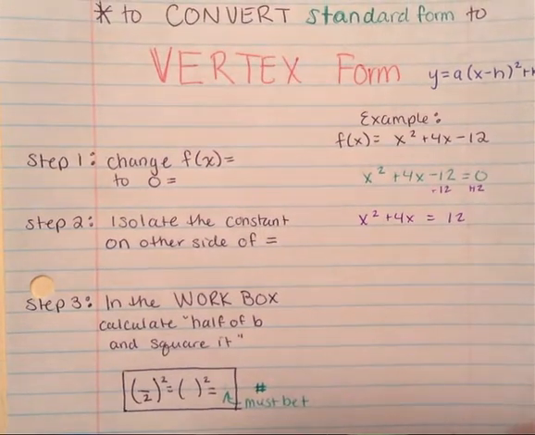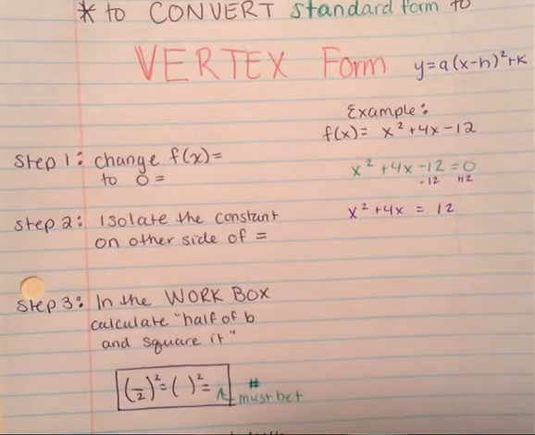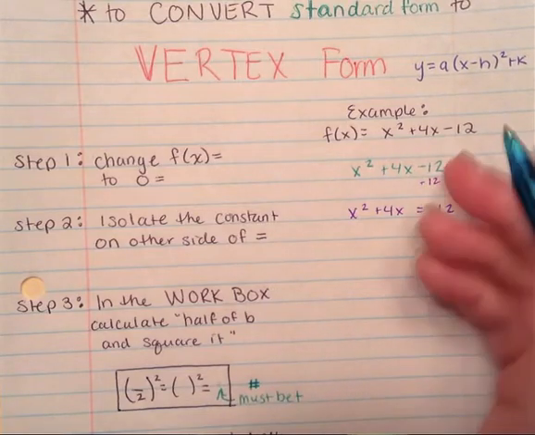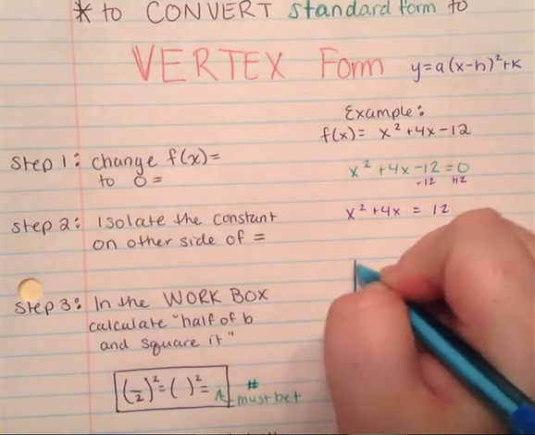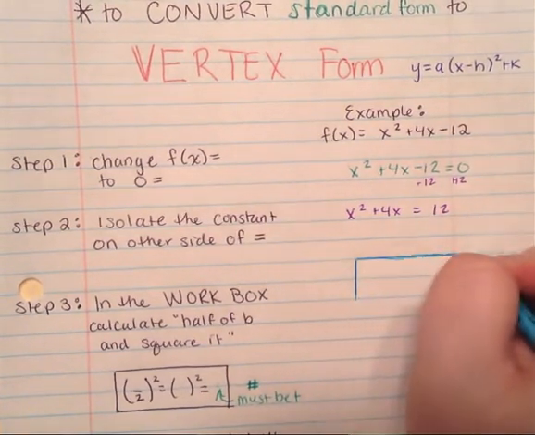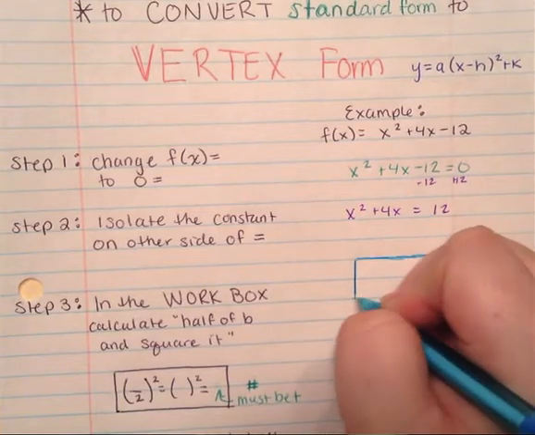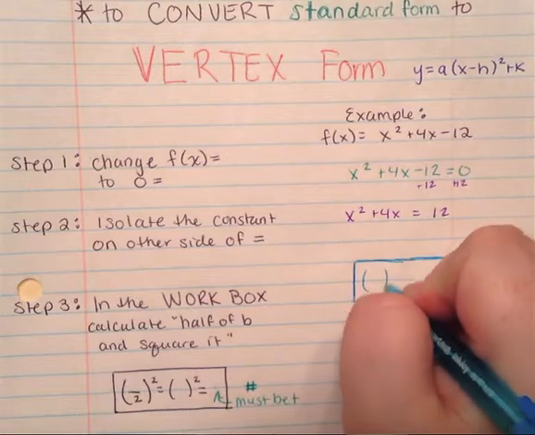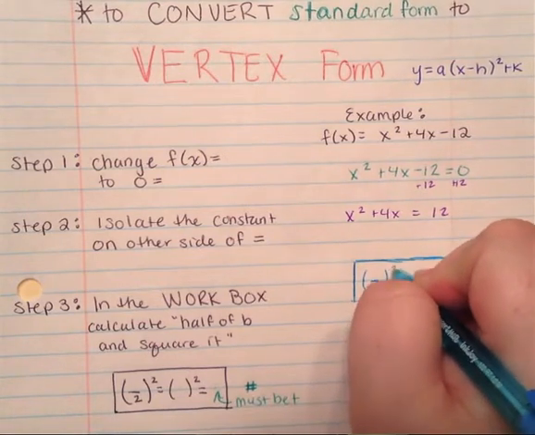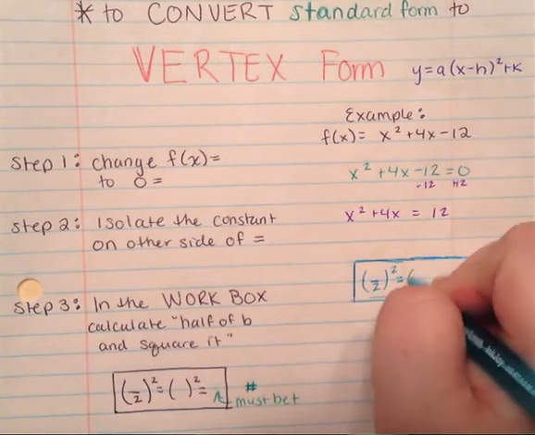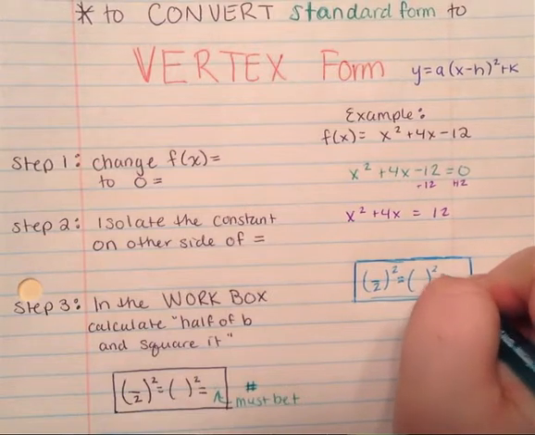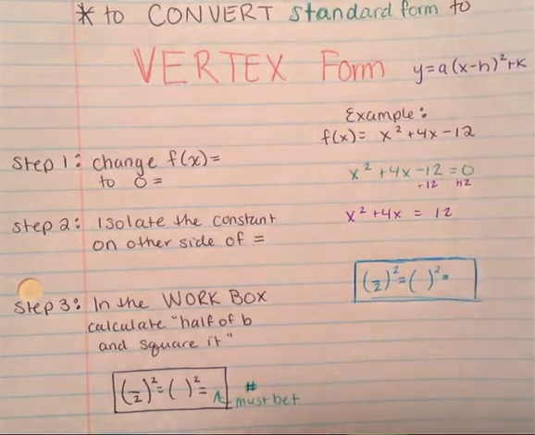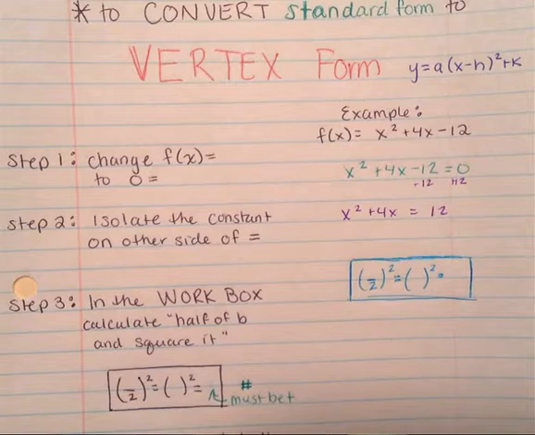So I'm going to create the workbox. It's just going to be a rectangular box. I'm going to make it look just like this one here. I'm going to have my parentheses divided by 2, squared, equals parentheses squared equals something. We're going to figure out what this value is.